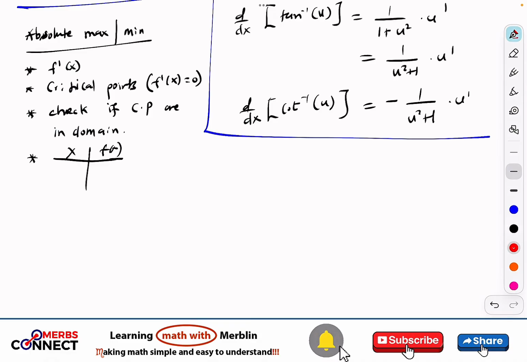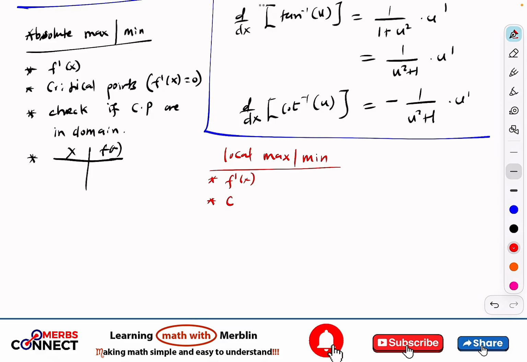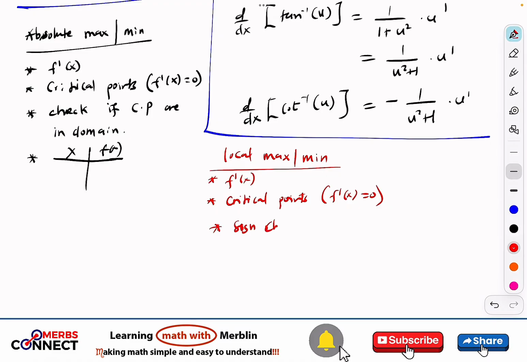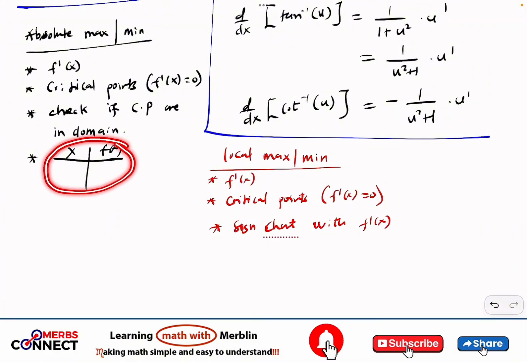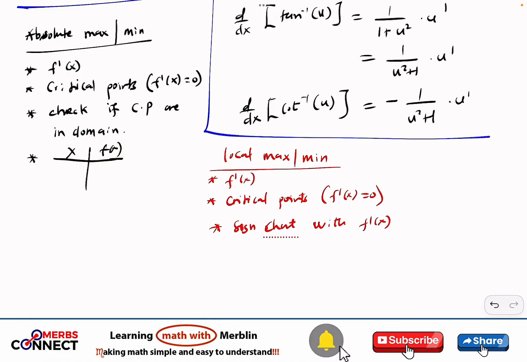Now let's talk about local max and minimum. So for local max and minimum, you also need f prime, you need the critical point, right? That's when f prime of x is equal to 0. And the last thing that you need is the sign chart with f prime of x. So we use the sign chart, we use f prime of x, and then for absolute, we use the table with f of x, the original function.